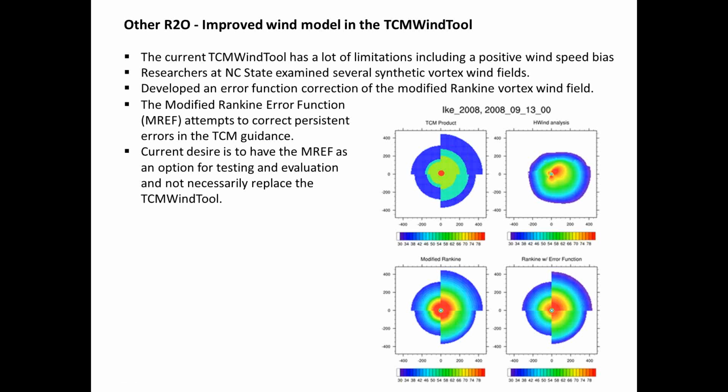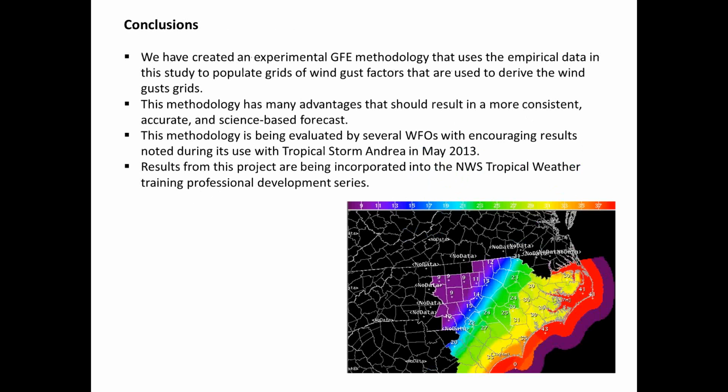So we've messed around with this a little bit, but we haven't had a chance to get this into the TCM wind tool to evaluate. This is something where there's probably a lot of verification work that's going to be needed and proof of concept type stuff, but this is another result of our project. So just to sum up real quick, we've worked on a couple experimental methodologies that try to use empirical data to improve this process. We think there are lots of advantages. There certainly are some disadvantages in terms of a new grid and some additional workload, but we think the end result is a more consistent, hopefully accurate and science-based forecast.